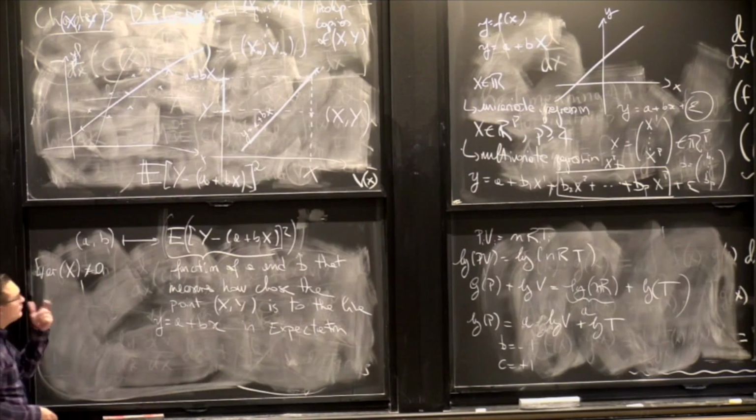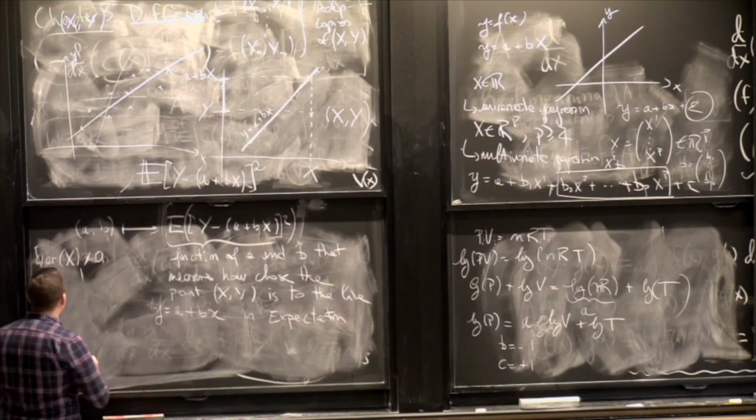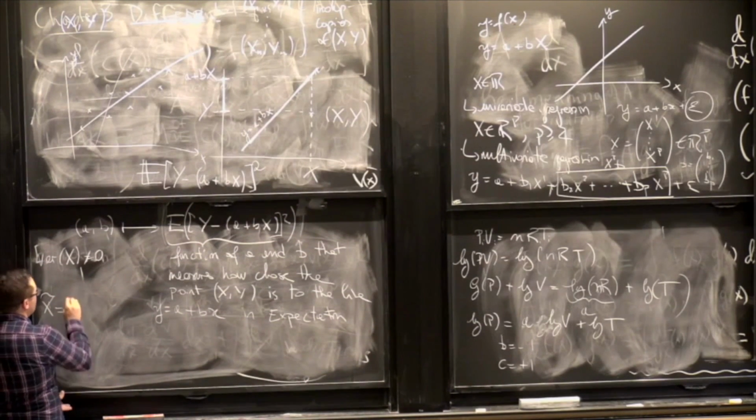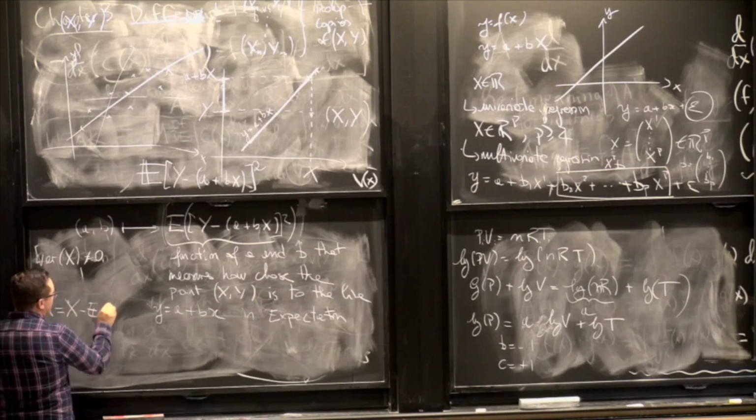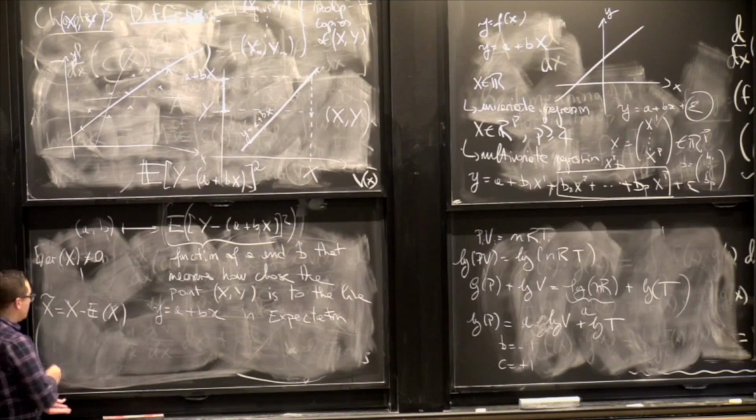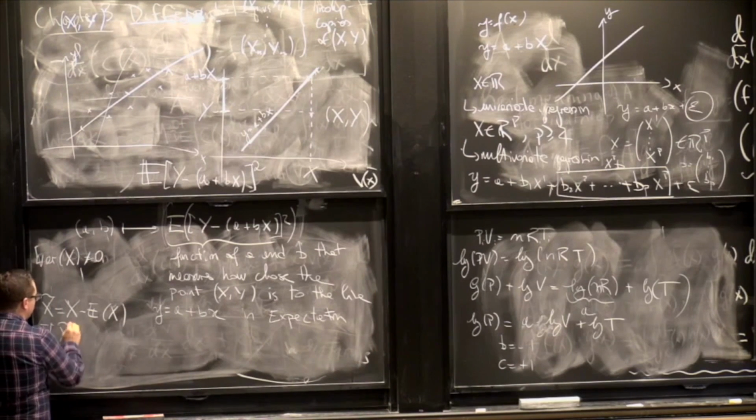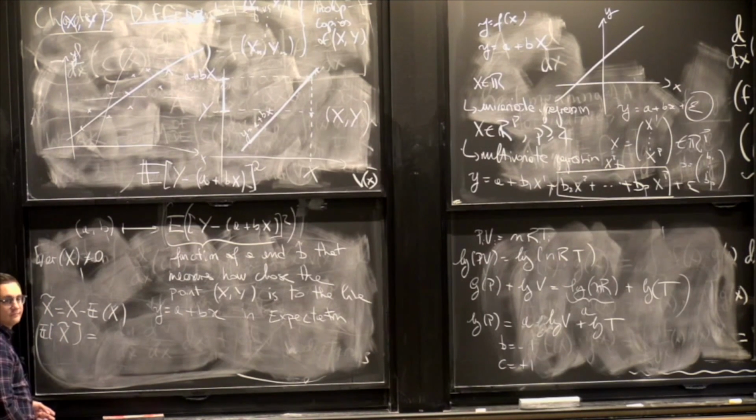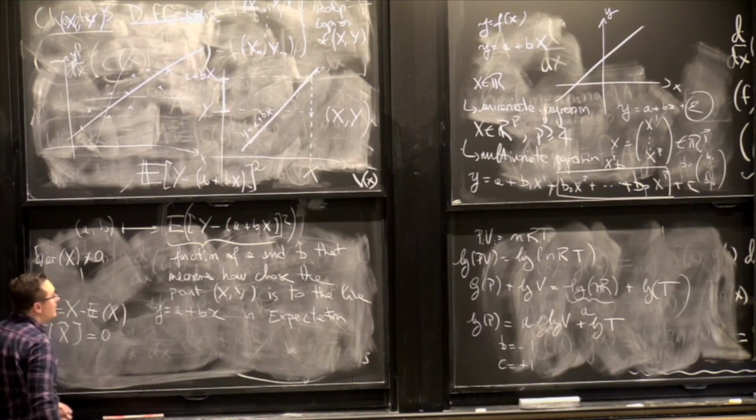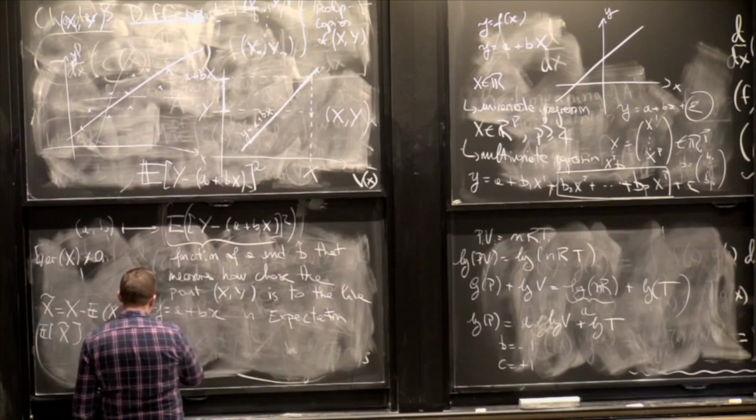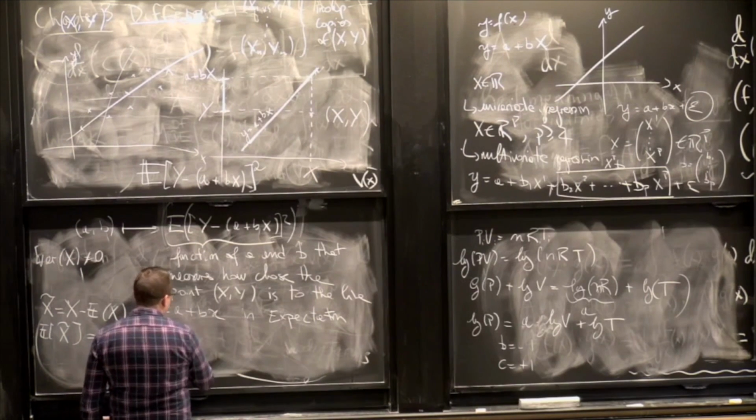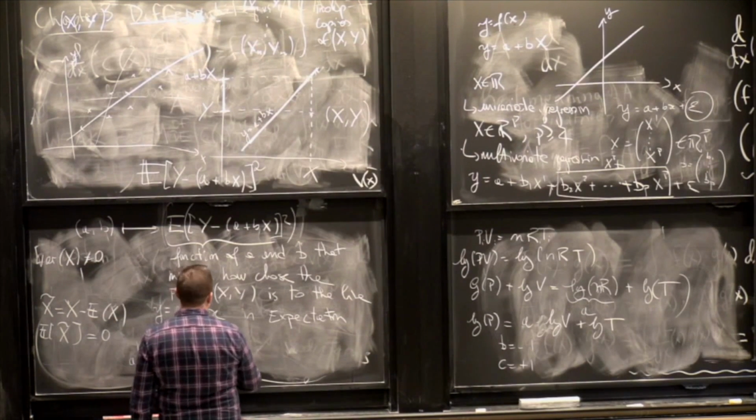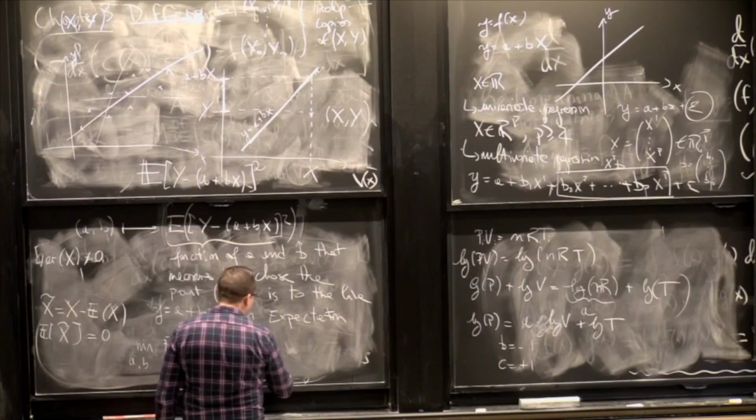And the other thing is, I'm actually going to think of x as having mean 0. And the way I do this is as follows. Let's define x tilde, which is x minus the expectation of x. OK, so definitely the expectation of x tilde is what? 0. OK? And so now I want to minimize over a and b the expectation of y minus a plus bx, squared.